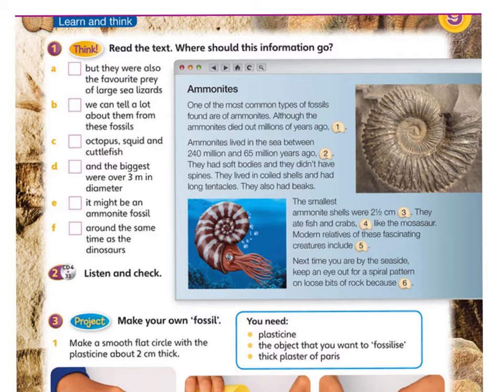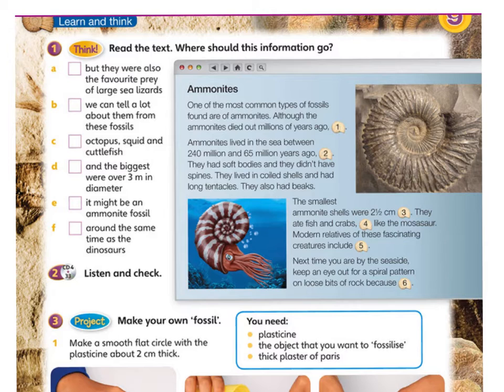Are you ready? Well, let's listen. Check and correct your mistakes. Book, page 115. 2. Listen and check.